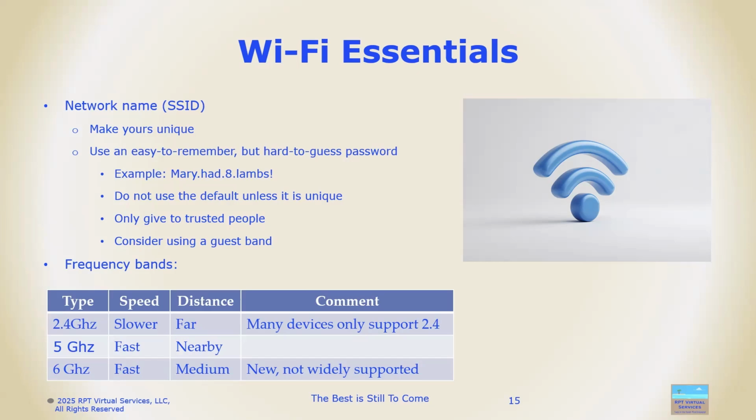If you're connecting to your computer and it's sitting right next to an access point or router, then you should use 5G because that's faster. Now, one thing, many devices like cameras and internet devices only support 2.4G, and so you have to use that for them. 6G is newer, it's faster, and it's really probably as good as 5G. It's just not widely supported, so you need to consider that.